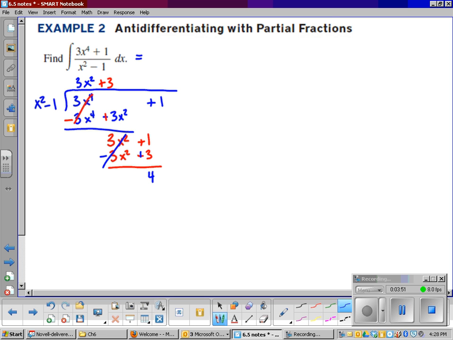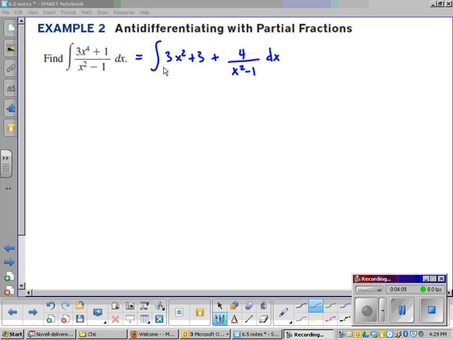So I can rewrite my integral now as 3x squared plus 3 plus 4 divided by x squared minus 1 dx. So this integrand looks a lot different, but it's equivalent to this right here because we've just simplified that division.